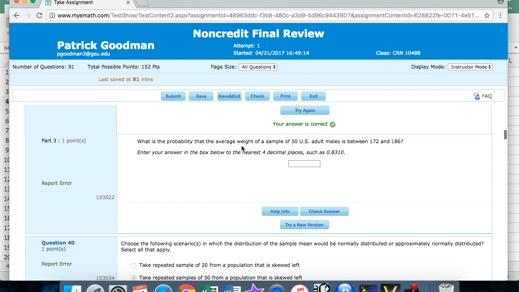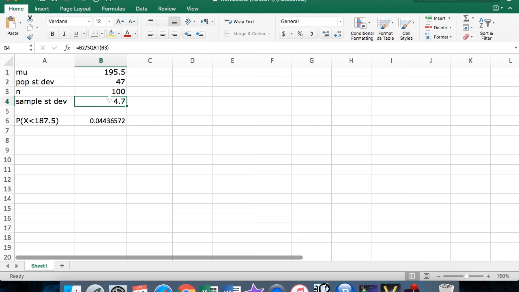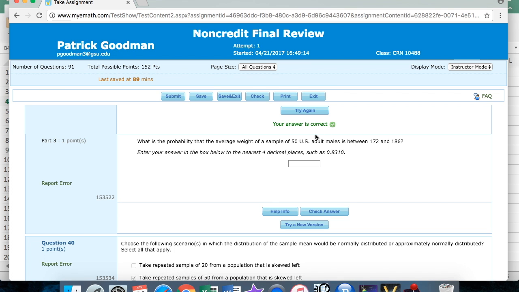So now what is the probability that the weight of a sample of 50 US adults is between 172 and 186? All right, so now our sample changed to 50. Make sure you do that. And look, because I was calling up everything in Excel, I get these for free, right? My sample standard deviation will change based on that. So now n is 50.